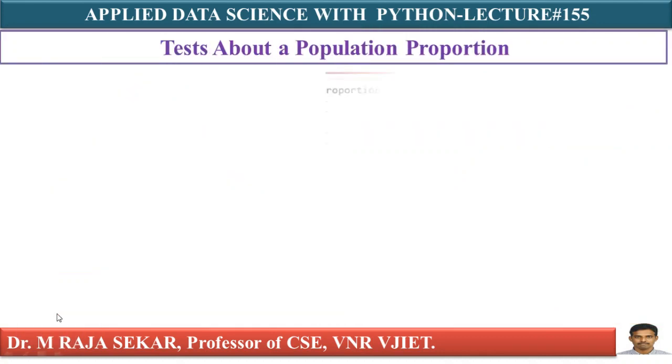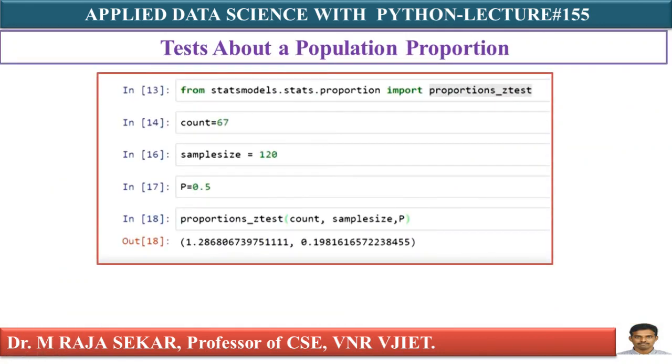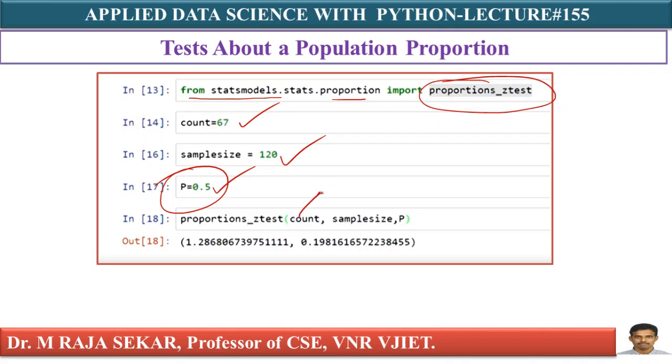Now, if you want, you can calculate this with the help of Python programming. I will show it in Jupyter Notebook at the end of the lecture. Just see: from statsmodels.stats.proportion import proportions_ztest. Count equal to 67 means there are 67 favorable cases. Total sample size is 120. My population probability, capital P, equals 0.5. In proportions_z test, what is my count value? 67. What is my sample size? 120. What is my capital P? 0.5. If you run this one, what will it give?